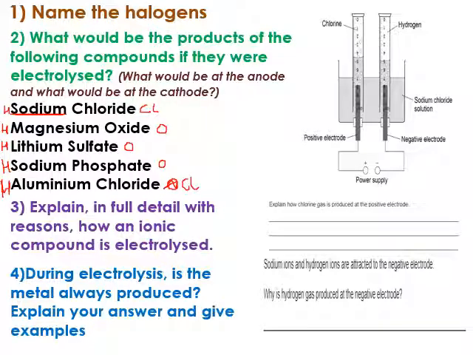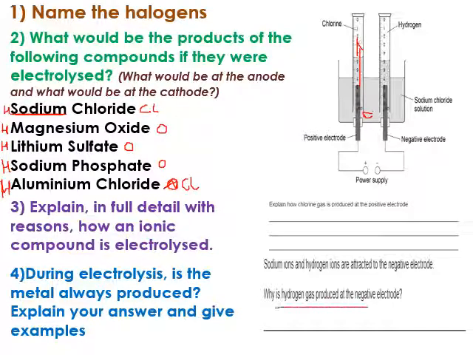A couple of exam questions. Explain how chlorine gas is produced at the positive electrode. It's just what we've been saying in the question so far. The chlorine is attracted to the positive, it then bubbles out. And we're going to go into that in a little bit more detail in a minute, but as long as you've got that it's attracted to the positive, that'll do for now.